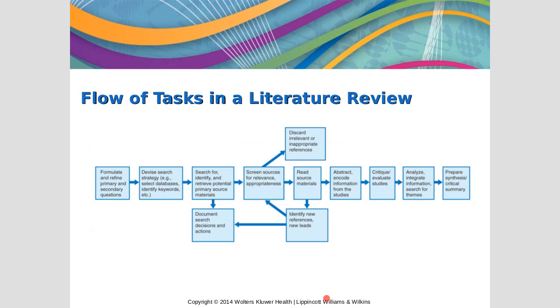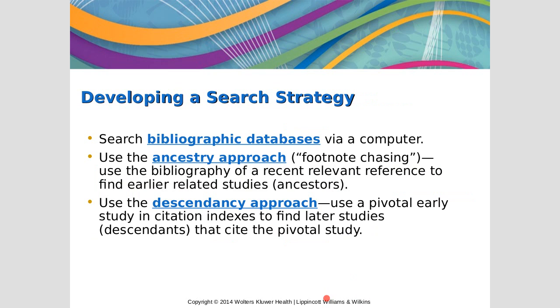So here's the flow of the tasks in a literature review, and this is outlined very well in your text, and this is pretty small for you to be able to take a look at. But we will go over some of the aspects and some of the steps in this workflow. First of all, you need to develop a search strategy. So search bibliographic databases via the computer. We've talked earlier about CINAHL, we've got PubMed. There are a variety of databases that you can search on particular topics, whatever you're interested in, to find the research articles that have already been done.